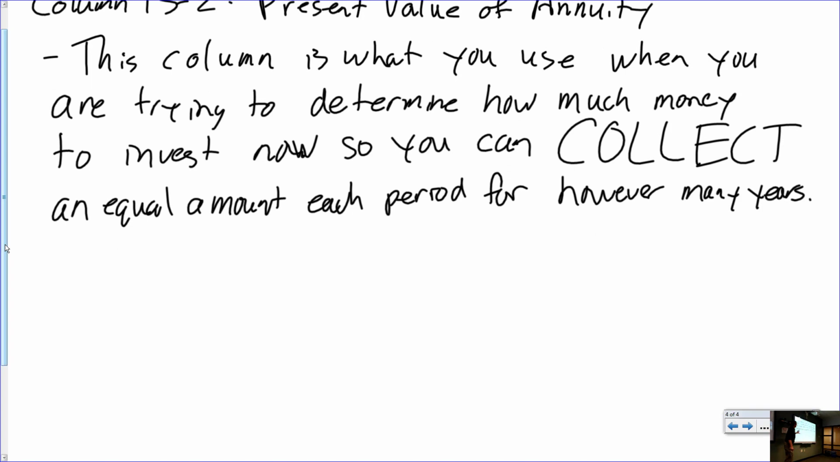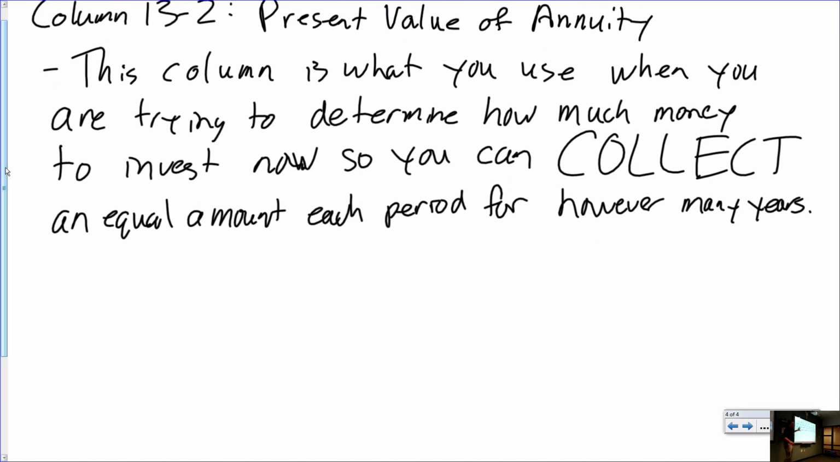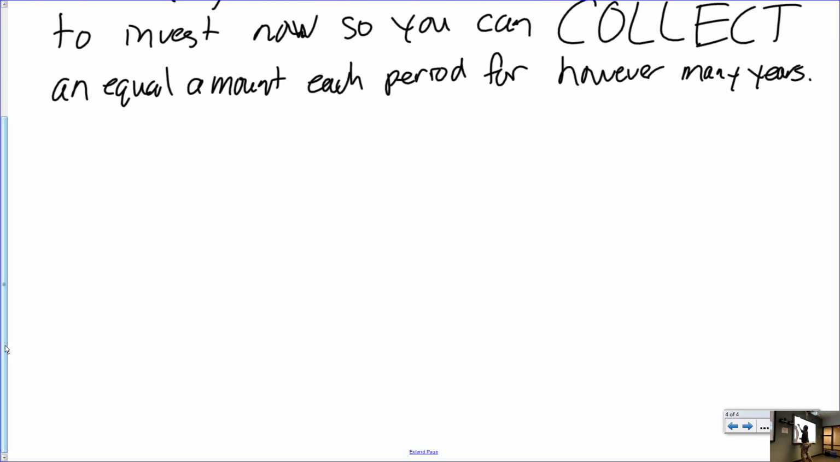So, what's the classic example of this kind of an annuity? We just had two super huge ones that came up last week, right? Maybe it was 2 weeks ago. Lottery. The lottery is the most classic example of a present value annuity. Lotteries are the classic example.